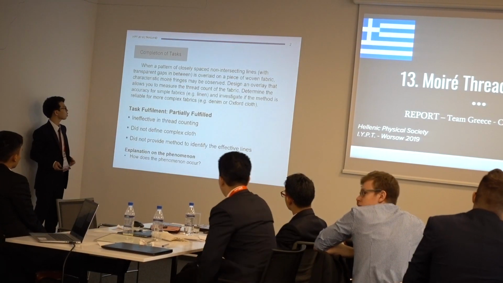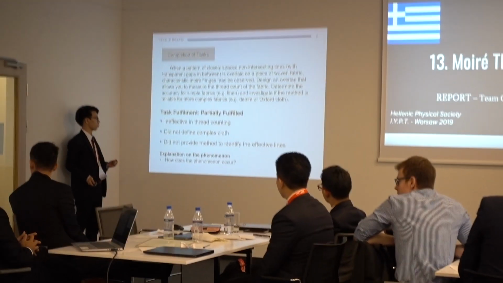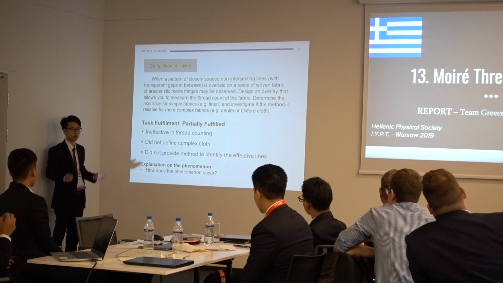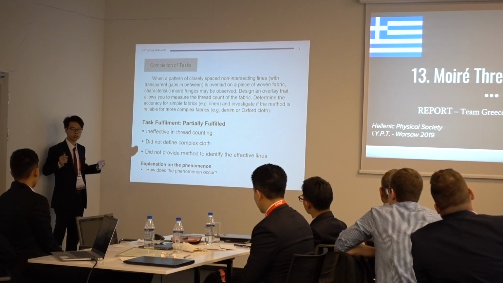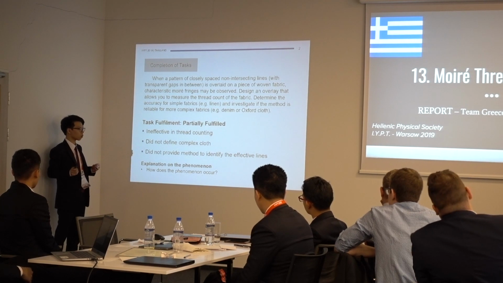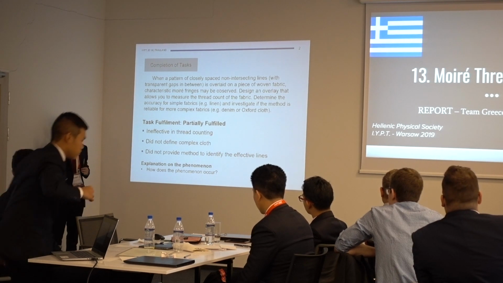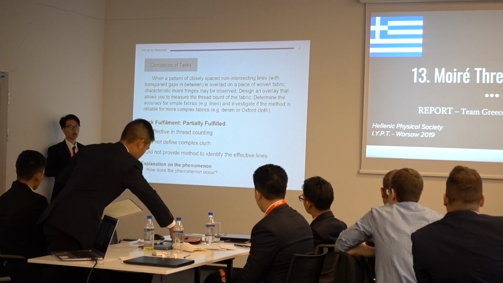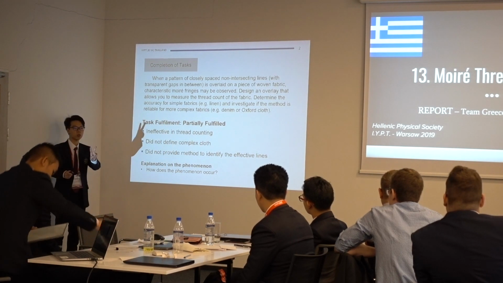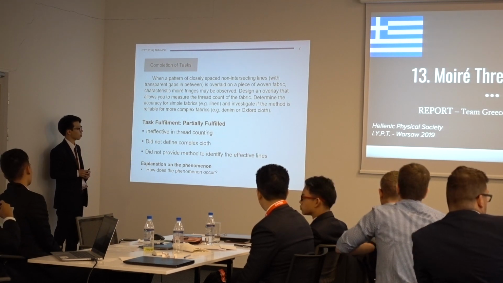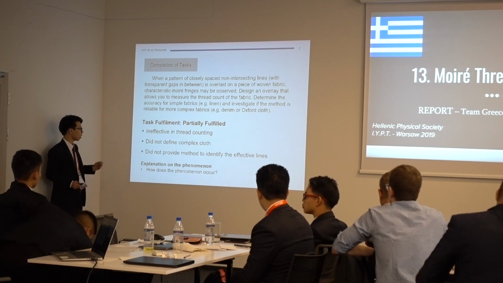The conclusion is that the task was partially fulfilled because, as is experimentally shown, the method is ineffective in actual thread counting and in practicality terms. He did not define the complexity of cloth, which would be that a cloth is complex when the thread count does not match what you see. For example, the opposite, where you have to multiply by 2 to get the actual thread count from what you would measure. And lastly, he did not provide methods to identify the effective lines.